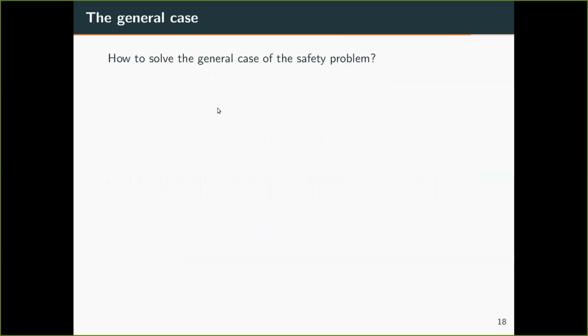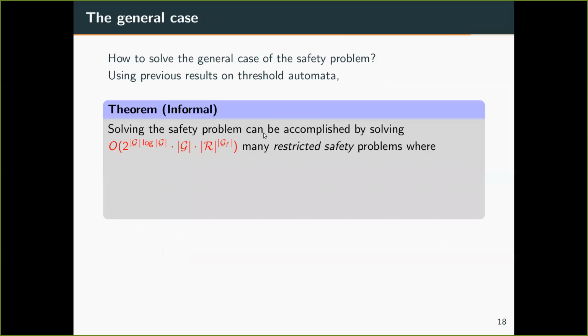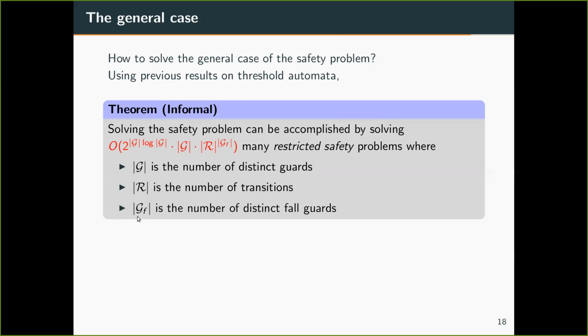And now that we have solved the restricted safety problem, how do we solve the general case of the safety problem? Using previous results on threshold automata, we show that solving a safety problem can be accomplished by solving these many restricted safety problems, where G denotes the number of distinct guards, R denotes the total number of transitions, and GF denotes the total number of distinct fault guards. And so notice that if GF is constant, then this value is of the form f of G times a fixed polynomial in the size of the input.